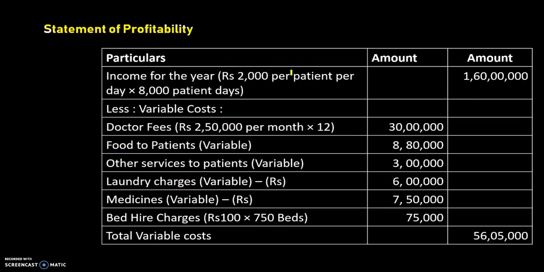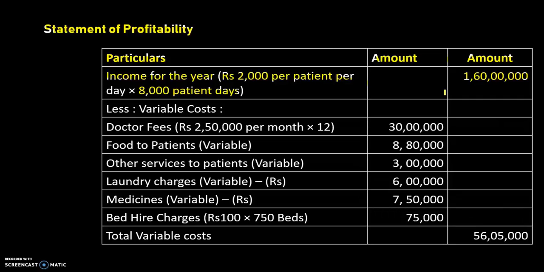Let's get started. So we'll have this table, particulars, 2 columns, amount like inner column, outer column. If you want to find out the profit, capture income, capture all cost, so that you can find out the profit. What is the income for the year? How will you find out the income for the year? We know it is 8,000 patient days, and per day 2,000 is being recovered. So it is rupees 2,000 per patient day into 8,000 patient days. So what you get is 1 crore 60 lakhs. So this is your income.